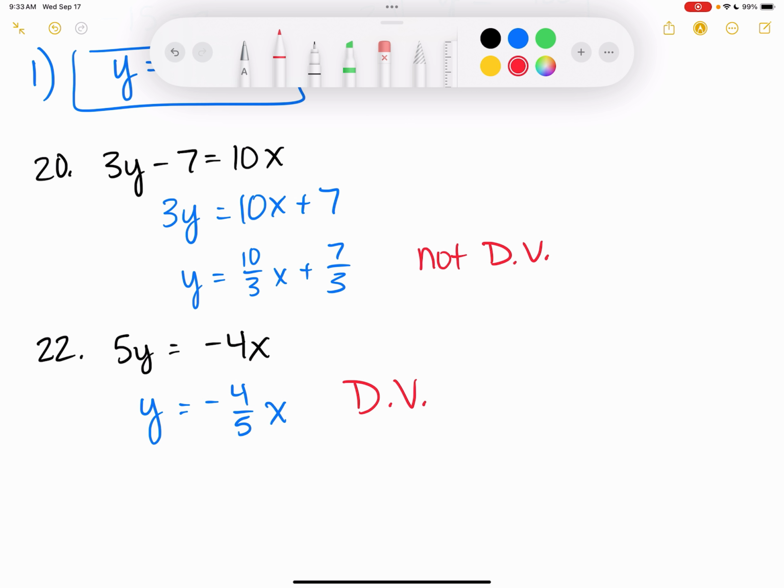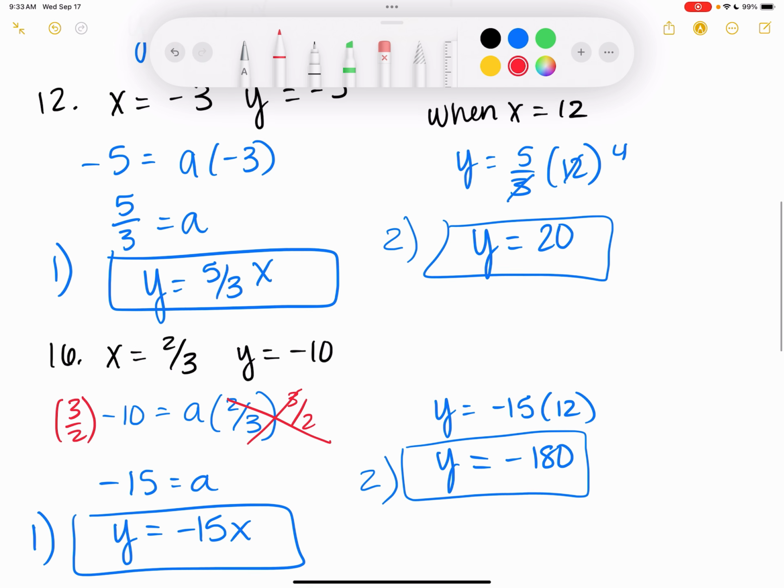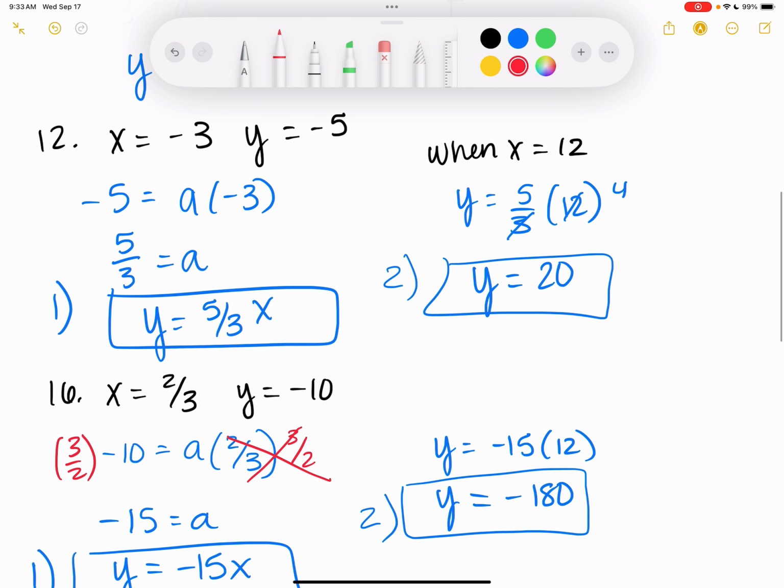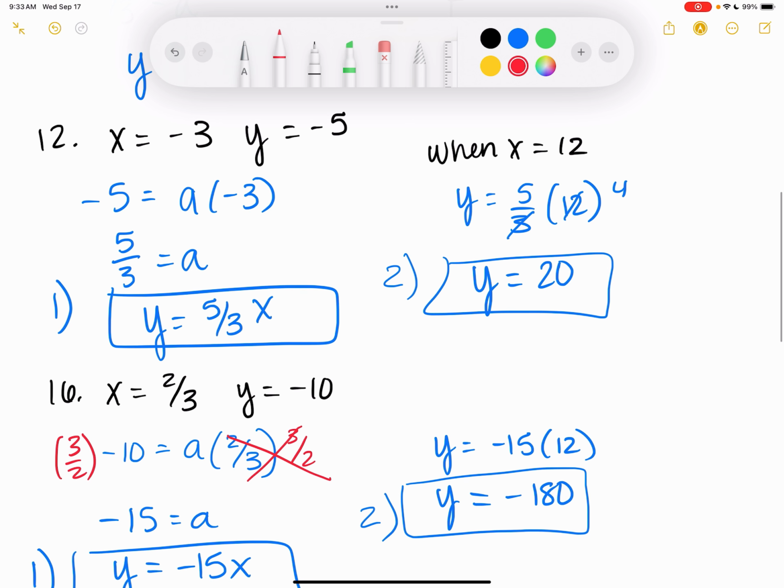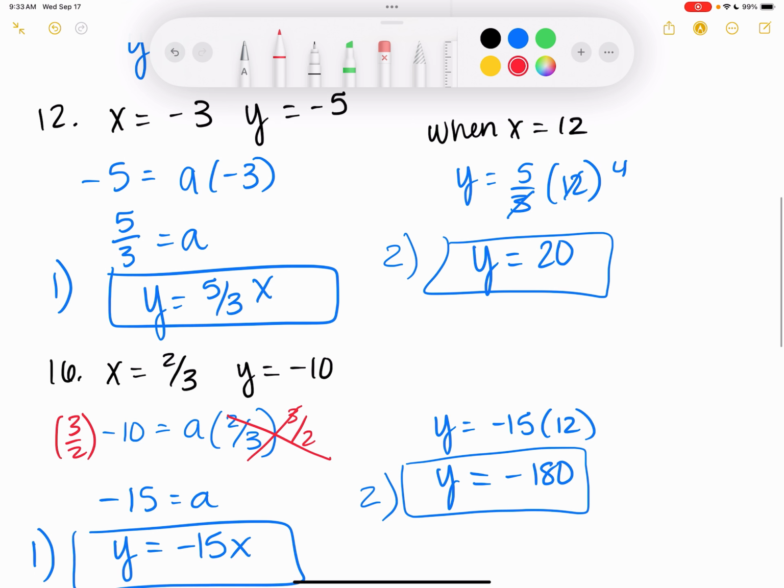Okay. So in the previous problems that we did, we were given the x and y, we found the direct variation equation, and then we were solving for y when it gave us x. These next ones give us y and want us to find x, but the initial first step is the same as what we did on those other ones.